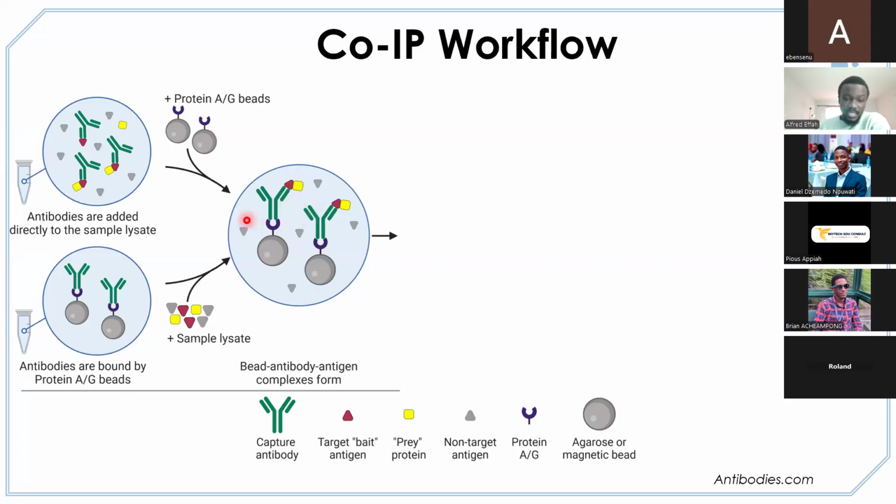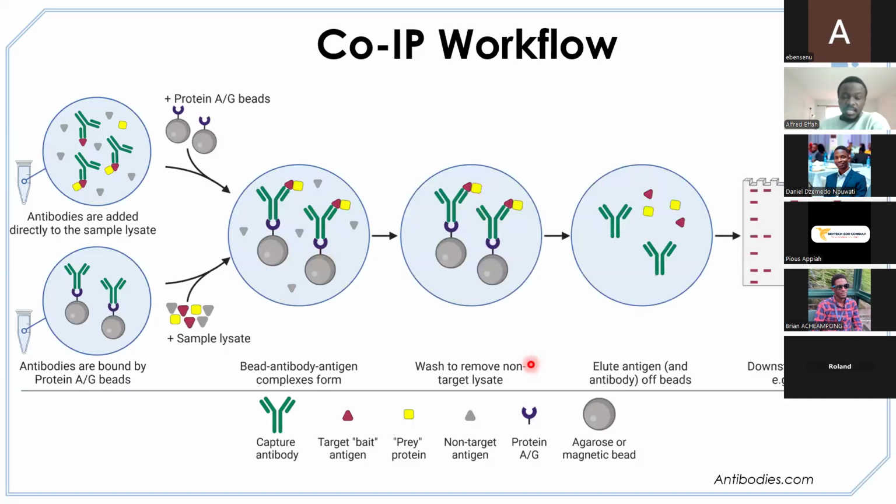Now, whatever we see in here, these are all debris, and so we are not interested in this. So we have to wash. When we wash, we remove all the debris from it. We are left with only the bead, antibody, protein A, and the interacting partner. So this is our bait, and then this is our prey.